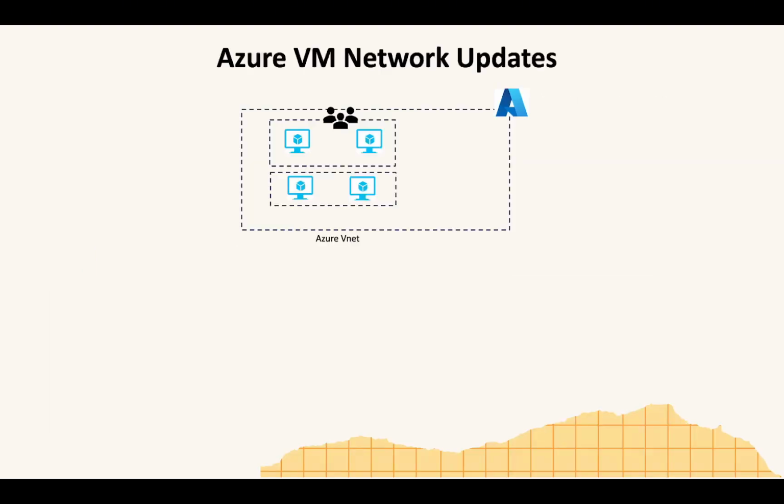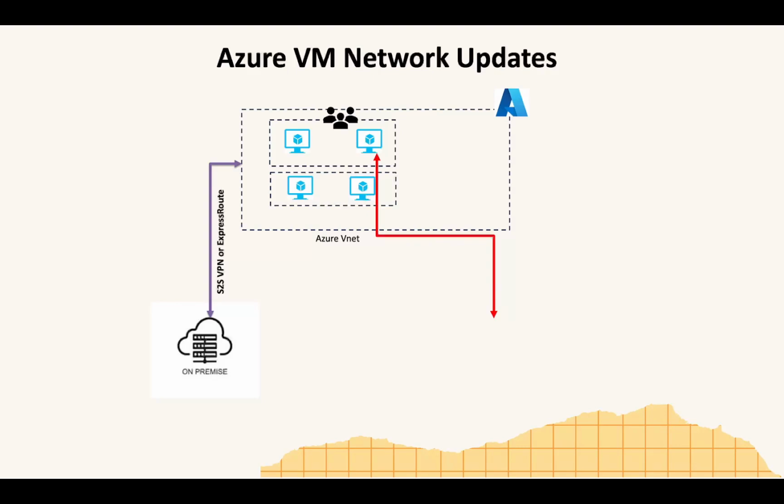Now let's understand the concept of force tunneling and why it might be required. Imagine you have an on-premises location. You have a virtual network in Azure. Both of them are connected via a site-to-site connection or an ExpressRoute connection. In some organizations, there's a requirement to force all the internet-bound traffic back to the on-premises for inspection and security purposes. But here's an interesting part.